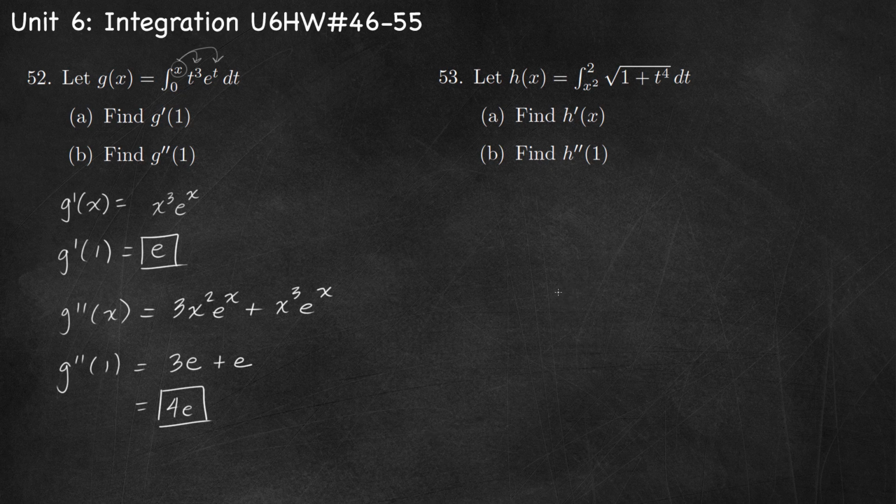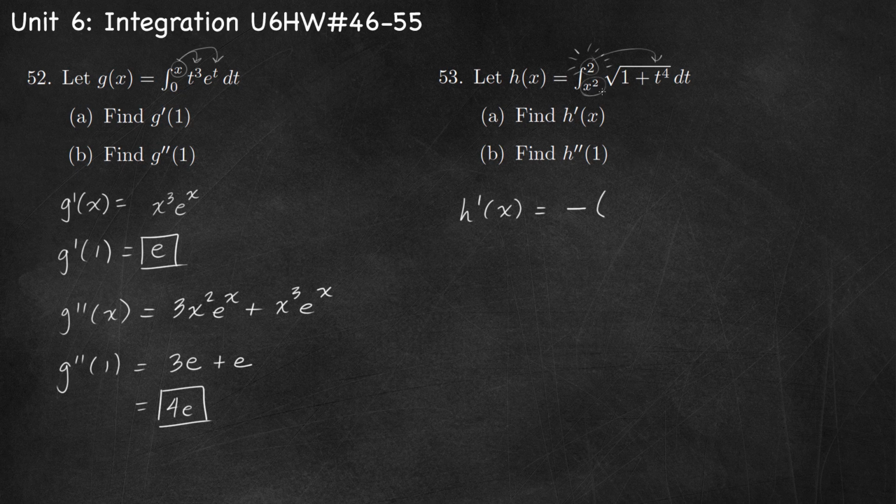Number 53, let h be the integral of square root of 1 plus t to the fourth dt from x squared to 2. We want to find h prime of x and then h double prime of 1. H prime of x is the derivative of that integral. So to take the derivative of the integral, I'm going to sub in my top number and then multiply by the derivative of the top number, which is 0. So that's going to just cancel out. And then minus, and I'll do the same thing using that bottom number.